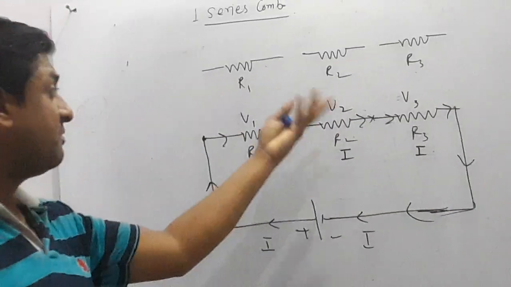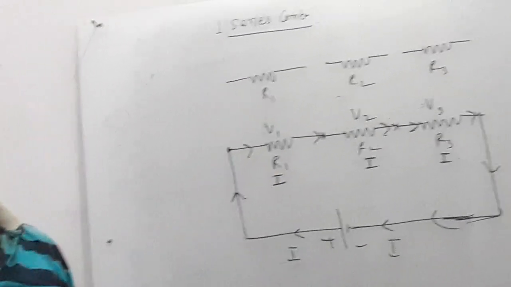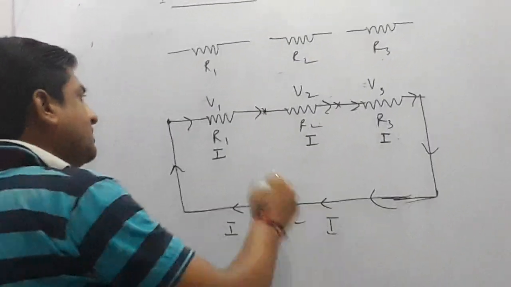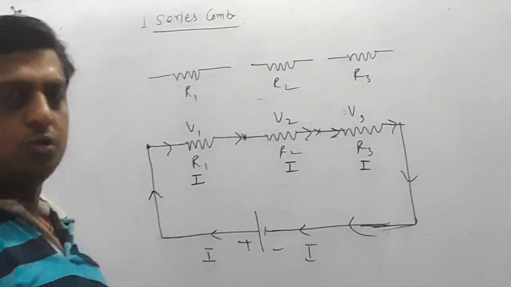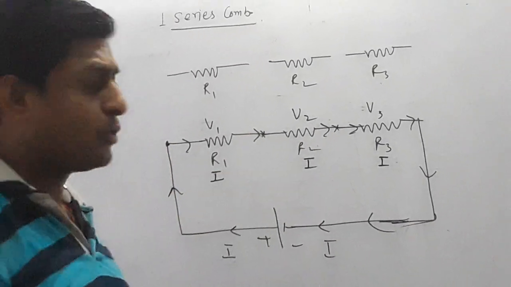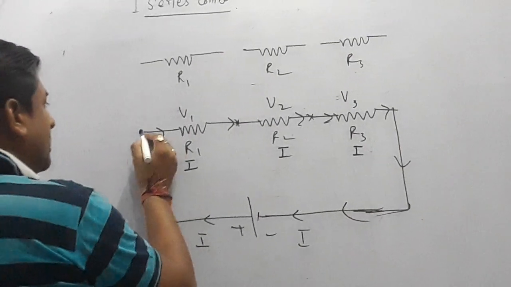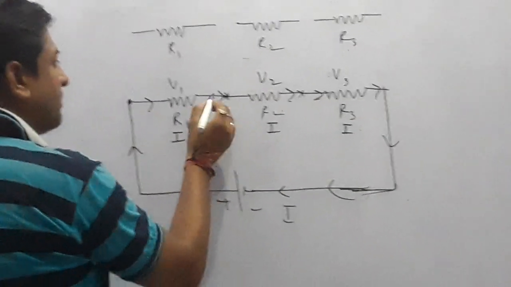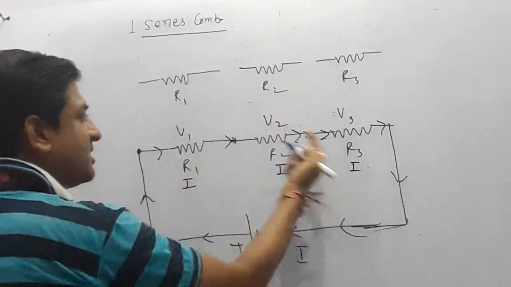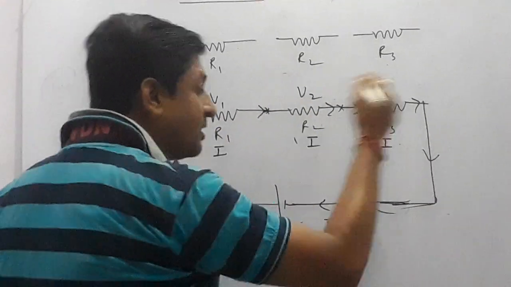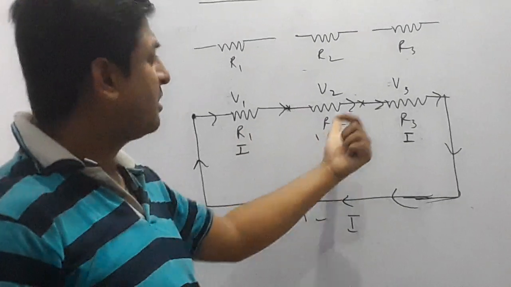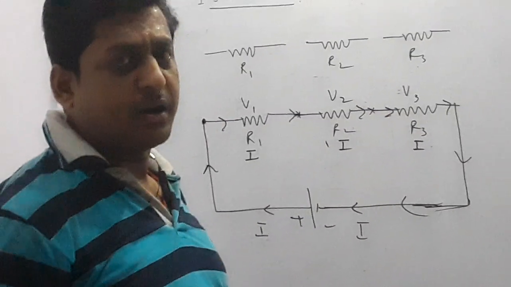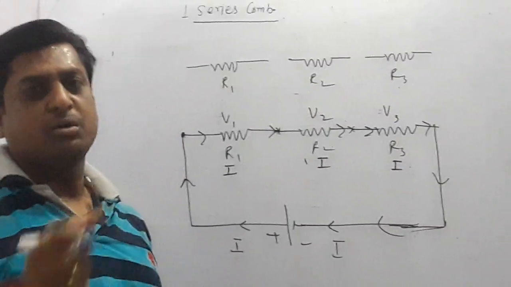The question is why the potential difference is different for all three wires. The answer is because potential is the work done to bring a charge from one point to another point. Now you can see from here to here the distance is different, and from here to here the distance is different. Because the distance changes continuously, the work done will be different, and if the work done is different, then the potential will be different.